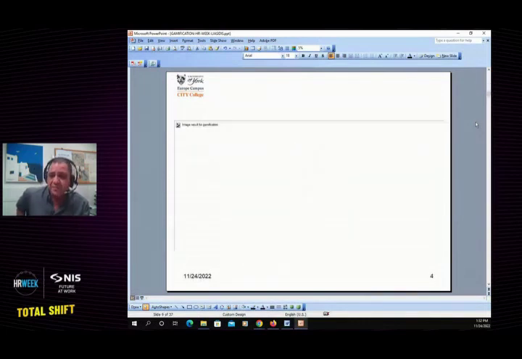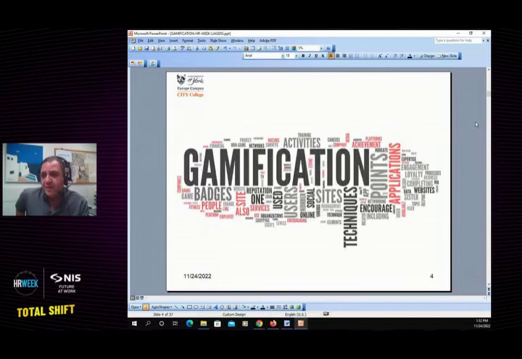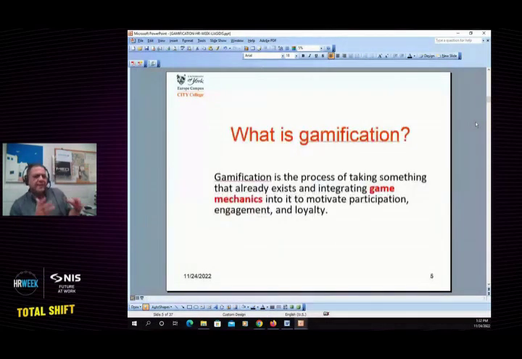So, it's all about gamification. A relatively new word. You try to type it in your word processor, and you get that little red squiggle underneath. It means it's something new that even our word processor doesn't really get. Nevertheless, it's there for a reason. So, what is this gamification? Gamification, we say, is the process of taking something that already exists and integrating game mechanics into it in order to motivate participation, engagement, and loyalty with whoever plays this gamified activity.